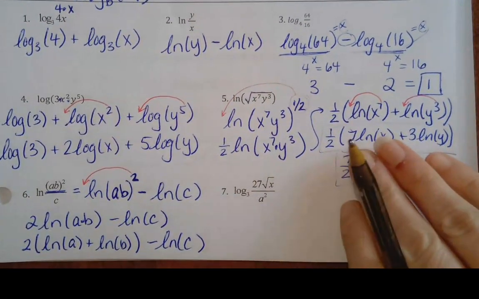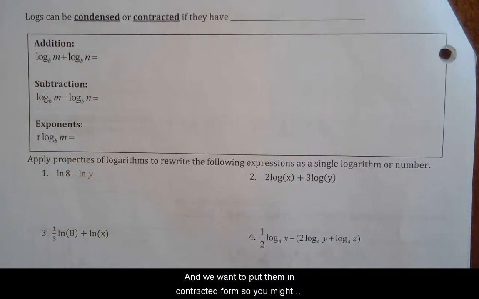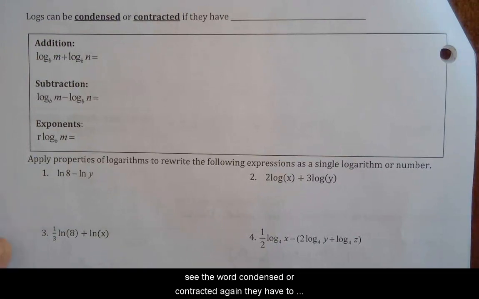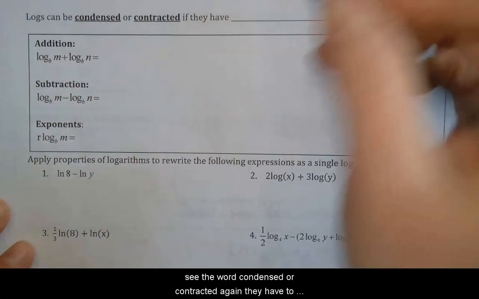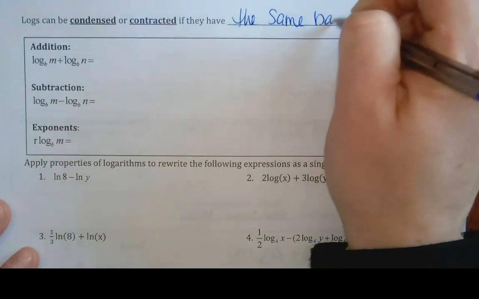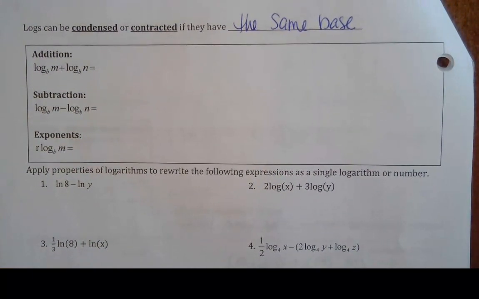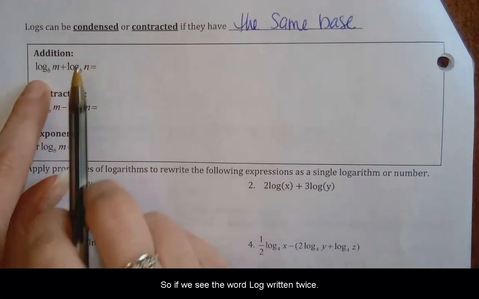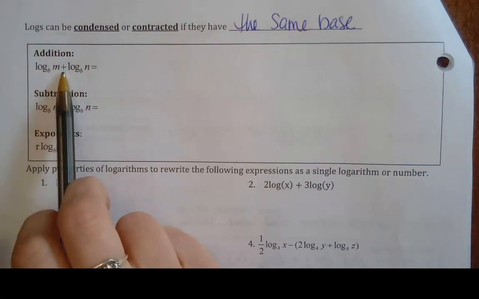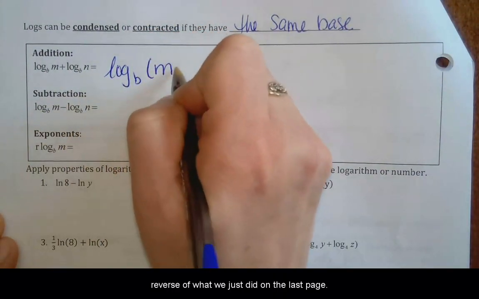All right, let's take a look at the inverse. So if they are already expanded and we want to put them in contracted form, so you might see the word condensed or contracted. Again, they have to have the same base, okay, as long as they're the same base. And what we want to do is combine. So if we see the word log written twice, and they're connected with a plus sign, then it's literally the reverse of what we just did on the last page.